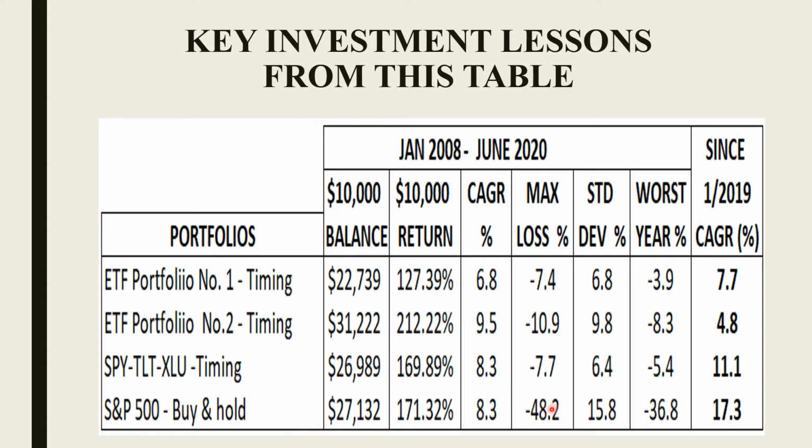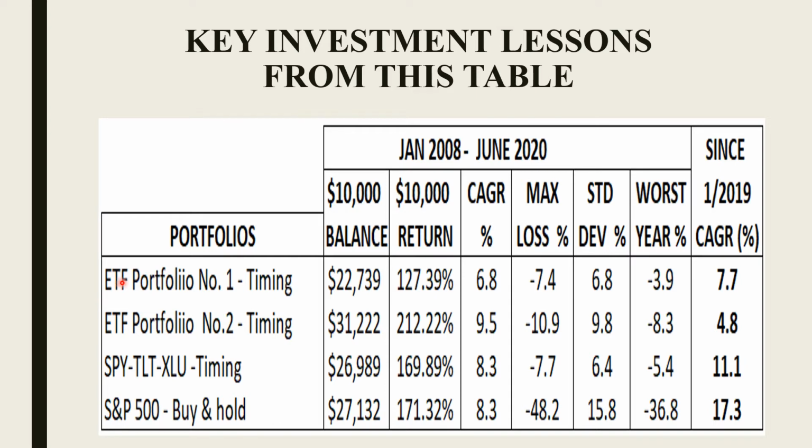The S&P 500 suffered, on a buy and hold, a 48% maximum loss. The standard deviation was 15.8%, which is the volatility of the index. And the worst year was a 36.8% loss.